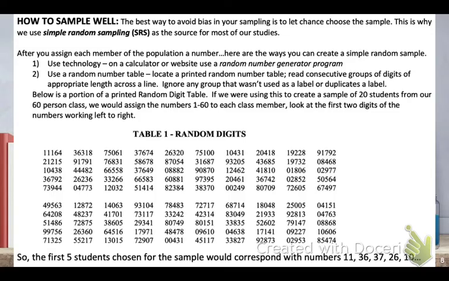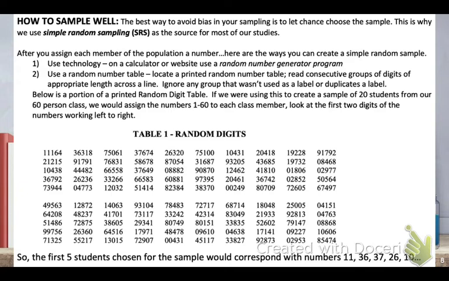Use a random number table. Locate a printed random number table, and you can see one below. Read consecutive groups of digits of appropriate length across a line. Ignore any group that wasn't used as a label or duplicates a label.